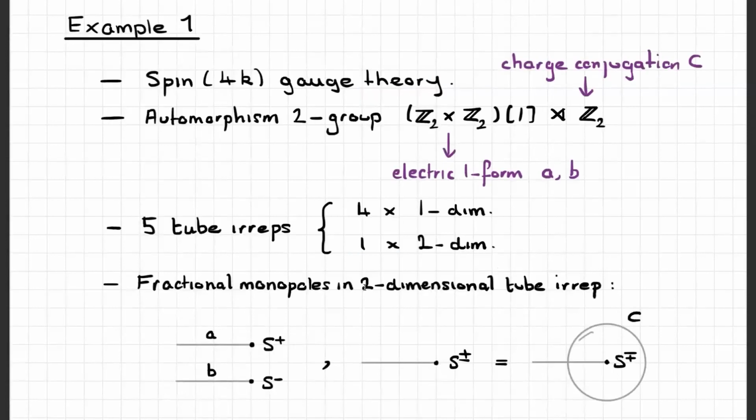Okay, let me give an example of that, just to show that this is not so abstract. You can take a gauge theory in 3D whose gauge group is Spin(4K). And this has a symmetry of exactly this type. If you look at Spin(4K) as a Lie group, it has an automorphism 2-group, which is a 2-group version of D8. There's a Z2 times Z2 one-form symmetry. For physicists, that's the electric one-form symmetry. And then there's a Z2 that acts by exchanging the factors, and that's charge conjugation, C.